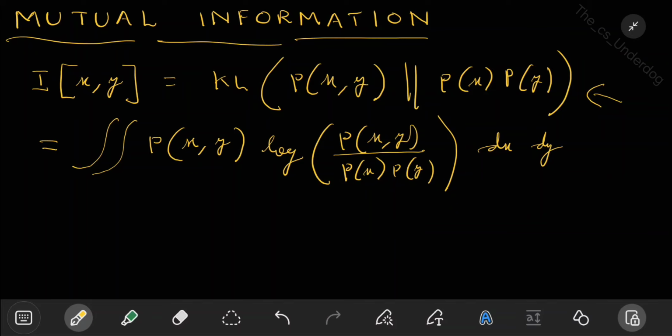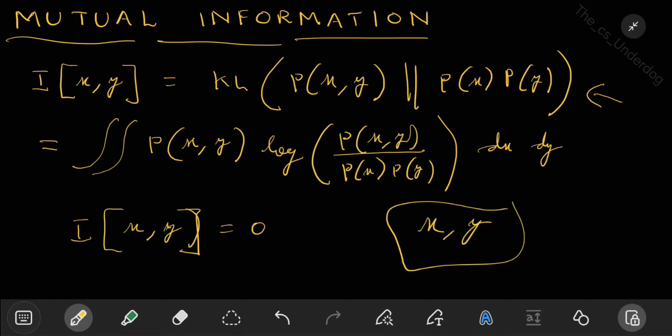What does this value signify? If the mutual information of x and y turns out to be 0, that means x and y are independent. So independence you can anyway find simply by equating P of xy to P of x into P of y. But what if they are not independent? In that case, in order to quantify, you need this mutual information.